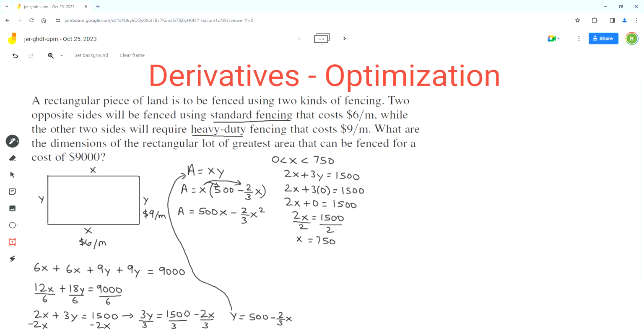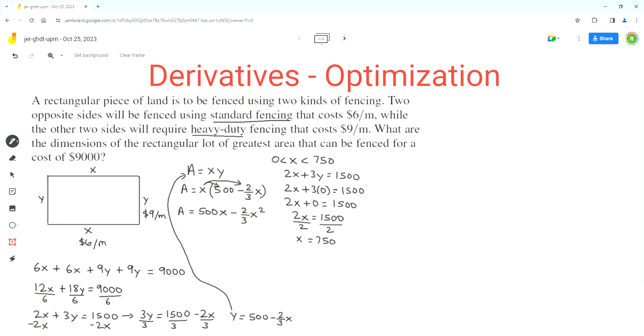Now we have to find the derivative of this area function in terms of x to find the x values at which the tangent is horizontal, because at maximum area the tangent should be horizontal, because maximum area will be the point at which the peaks are formed in the graph of this area function.